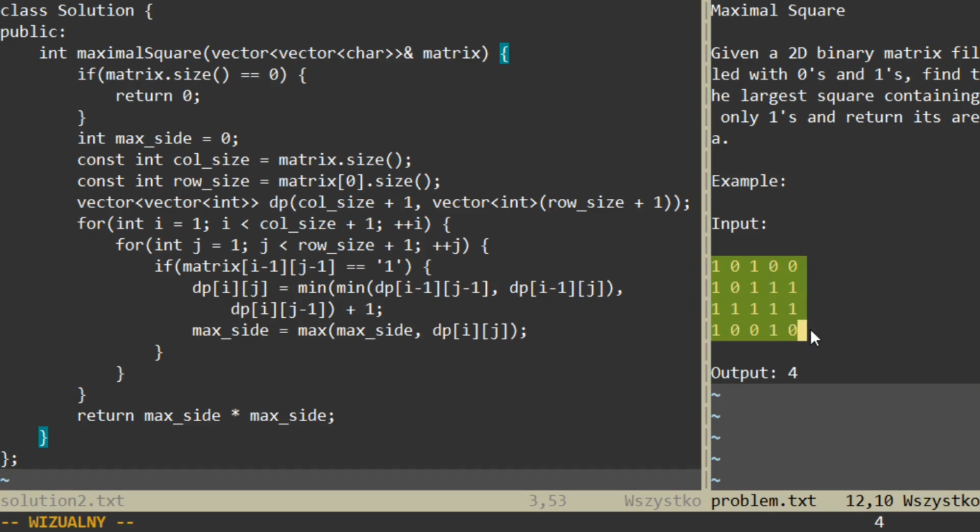Example, we have this input, there are ones and zeros, and we have to find the largest square. For example, here is the largest square, this, yeah, so the output is 4. This is the rectangle, here, and that's why it's not valid output. We are looking only for a square. We have a square only here, and also every one is also a square with a side 1.